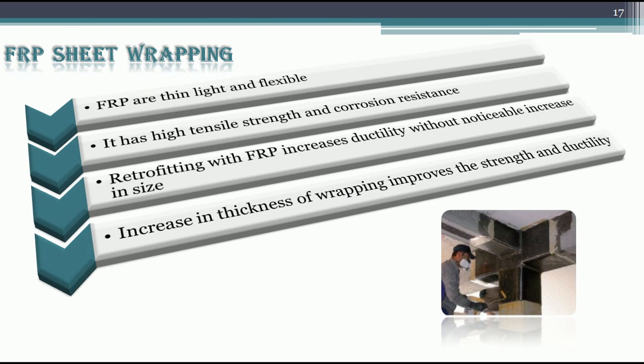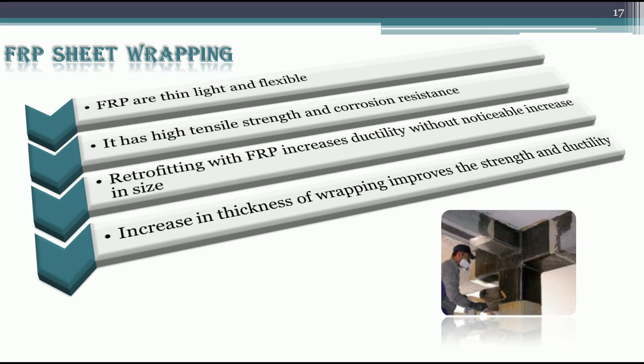Next local retrofitting technique is the FRP sheet wrapping. FRP are thin, light and flexible material. FRP means fiber reinforced polymer. It has high tensile strength and corrosion resistance. Retrofitting with FRP increases ductility without noticeable increase in size. Increase in thickness of wrapping improves the strength and ductility.